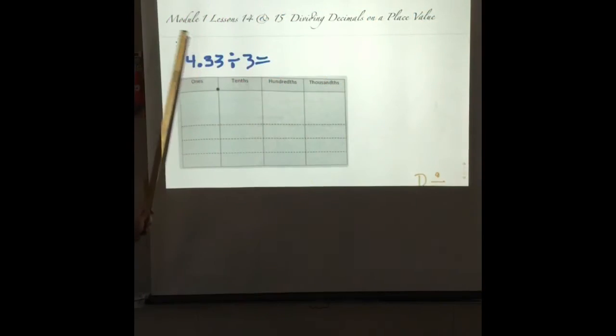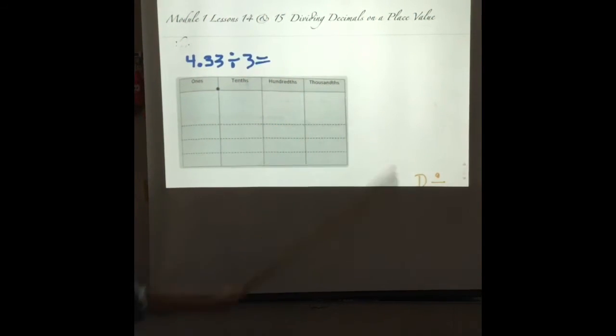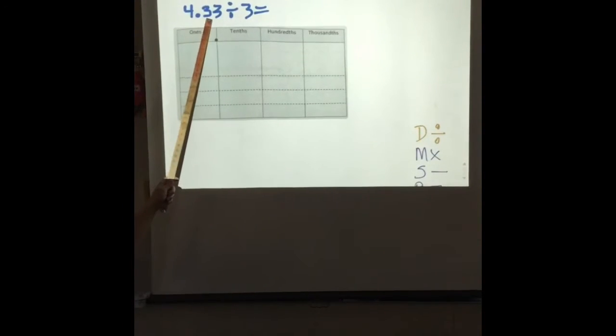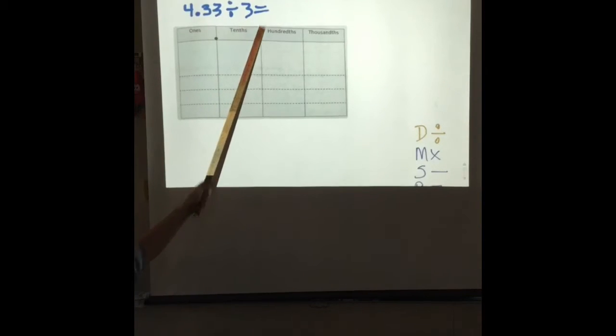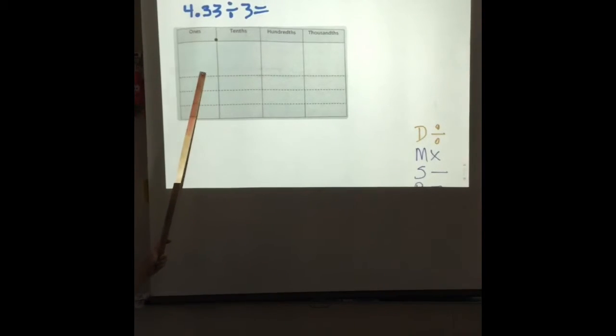Welcome back to Math, Module 1, Lesson 14 and 15, dividing decimals on a place value chart. Let's get started. We're going to take 4.33 and divide it by 3. That means we're going to take 4.33, and I'm going to show it to you on the chart, and we're going to divide it amongst 3 groups.